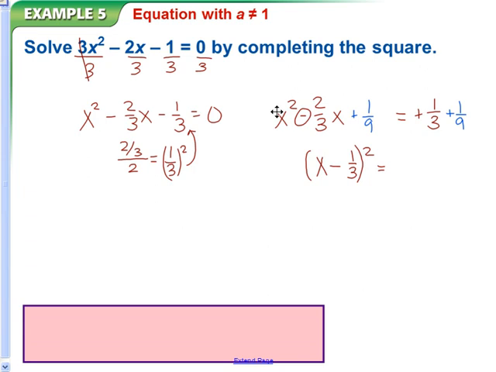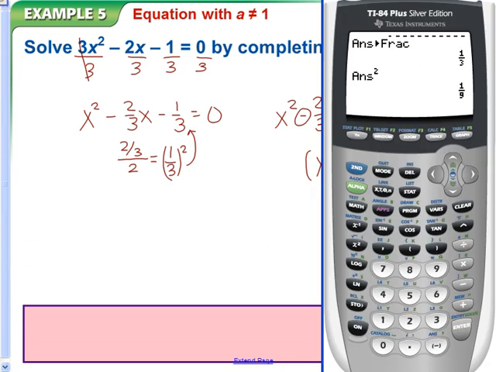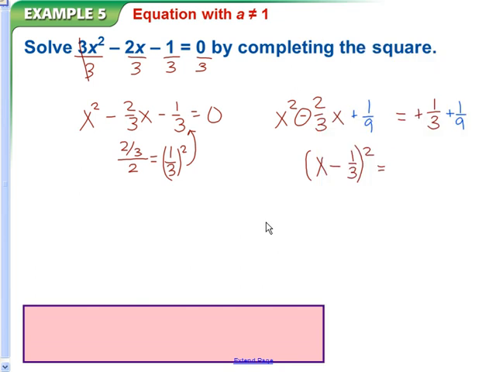Again, if you can't do this on your own, go ahead and use your calculator. 1/3 plus 1/9. So that is 4/9. Take the square root. And we end up with x minus 1/3 equals plus or minus. Now, when you take the square root, it's like you're taking the square root of 4 over the square root of 9. So that is 2/3.